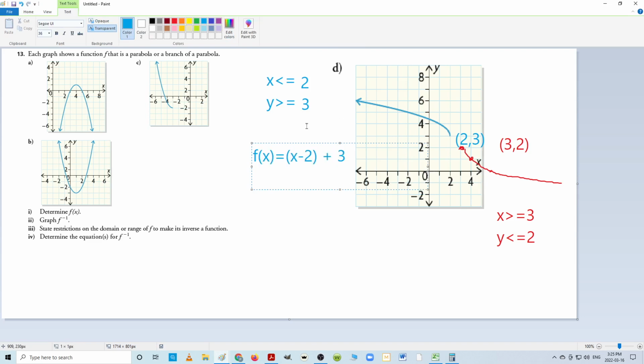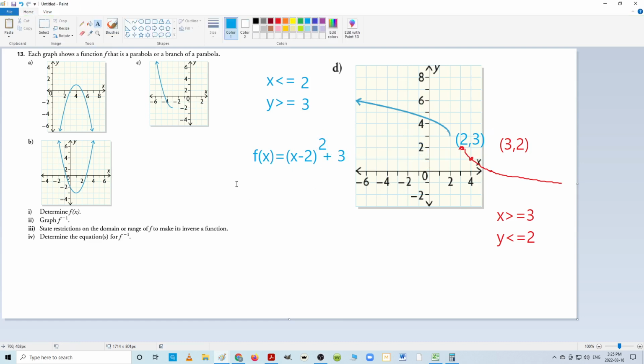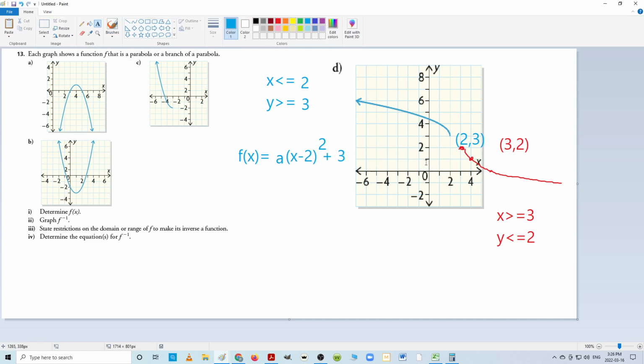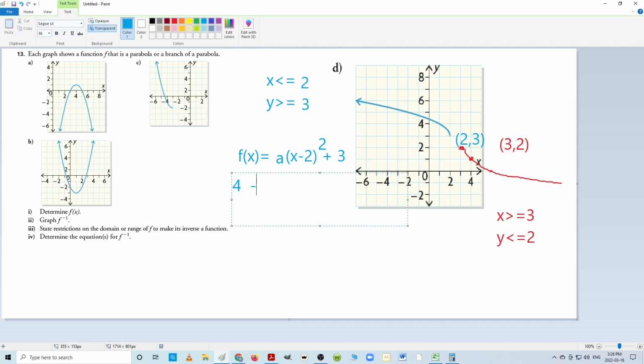This is the main graph, and to find A, I'm missing the A here. I should have had the A in there. To find the A, I have to find a clean point. It looks like (1, 4). So when y is 4, x is 1. 1 minus 2 is minus 1. Minus 1 squared is 1. So you get A plus 3. And again, we discover A is equal to 1. So they took it easy on us.